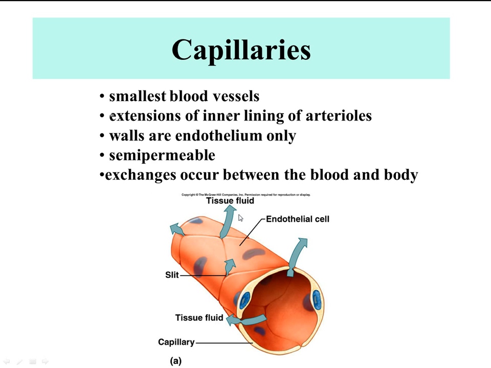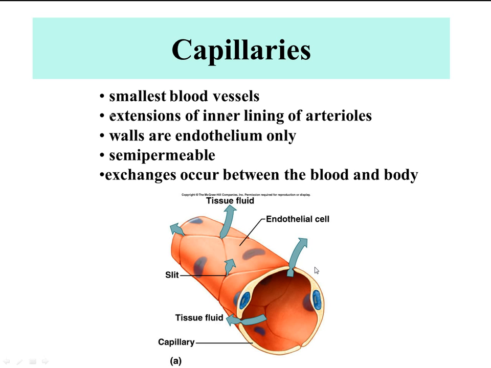And this is an advantage because you can very easily exchange materials between the environment and the blood that's within that capillary. So this is very important. So it's the smallest of the blood vessels. It's an extension of the inner lining of the arterioles. And then this would go into a venule and then veins, and you would still have a continuation of this endothelium. The walls of capillaries are only endothelium. They're semi-permeable.